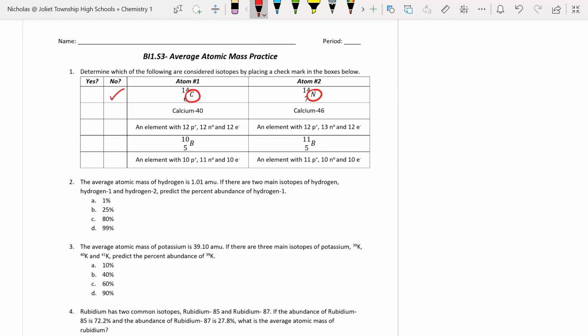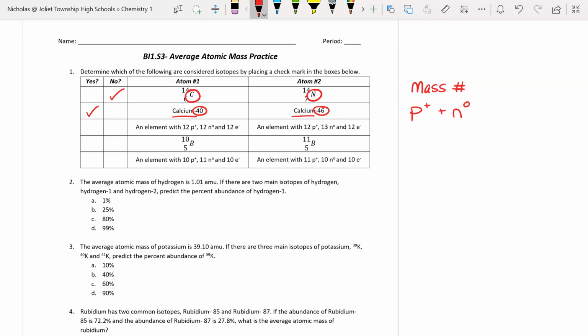Okay. For the second one, they are the same element, both calcium, but they have different mass numbers. Remember, this -40 and the -46 are the mass numbers. So both of these atoms have the same number of protons, but a different number of neutrons because the mass numbers are different. Remember, our mass number is the number of protons plus the number of neutrons. So right here, because the number of protons are the same and the number of neutrons are different, this is an isotope.